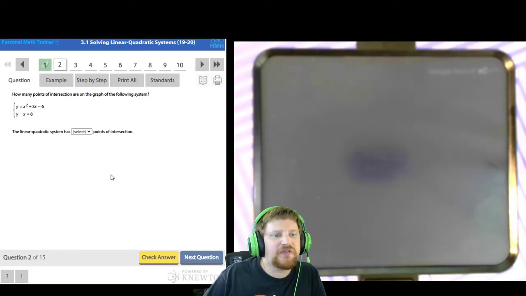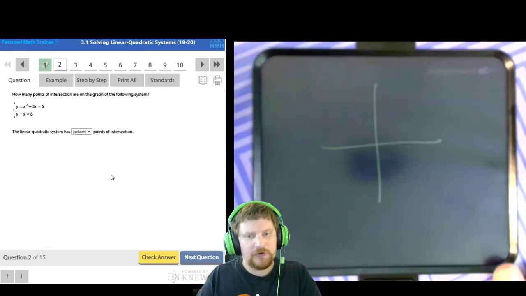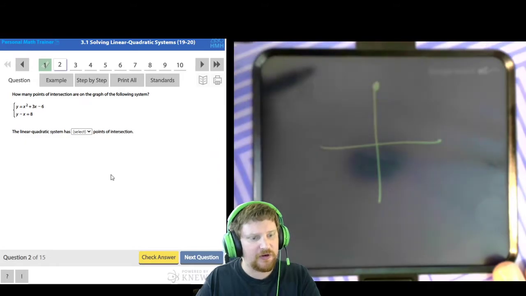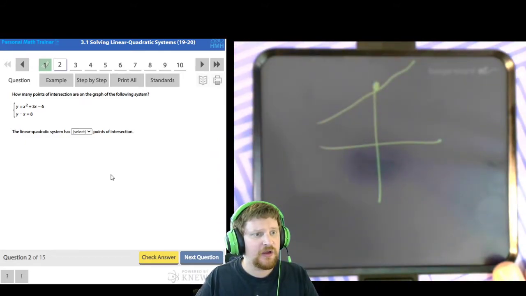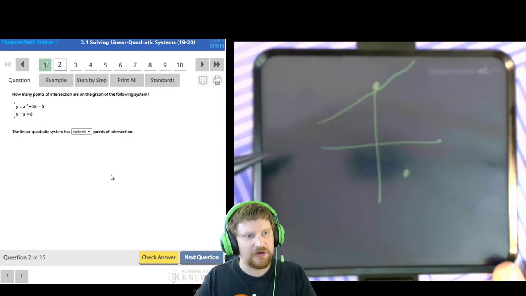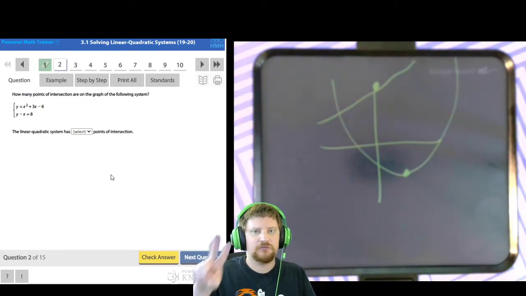So how many points of intersection are on the graph of the following system? So if I graph this, I've got a linear graph up here at 8, and it opens up this way, and x squared, so minus 6, this graph's going to start down here, and it's going to open upwards, so 2.